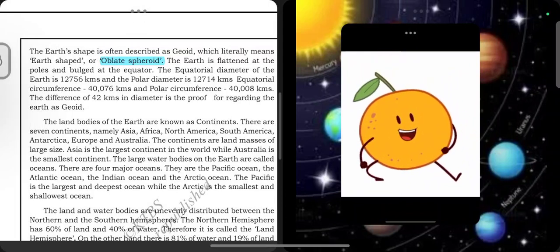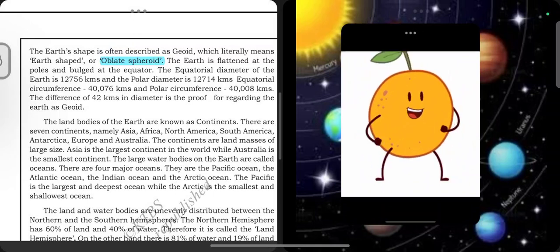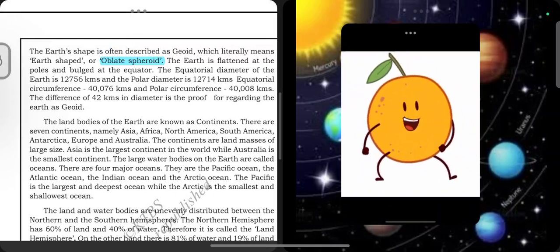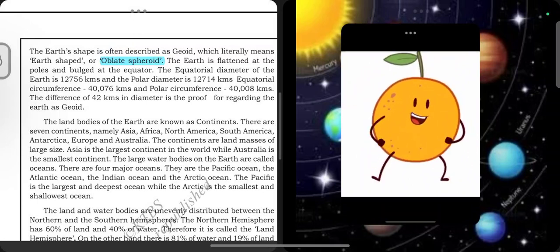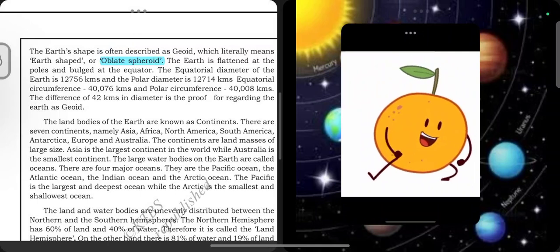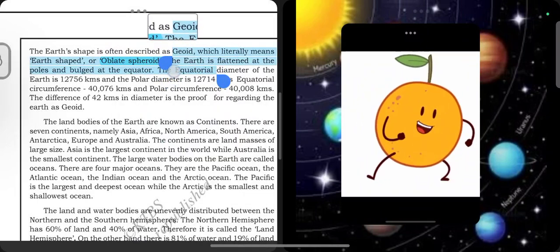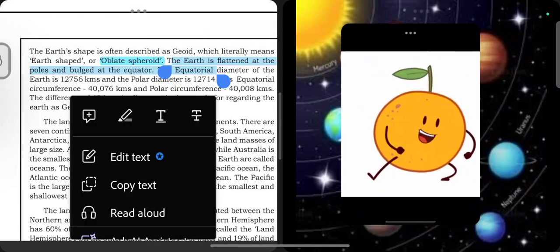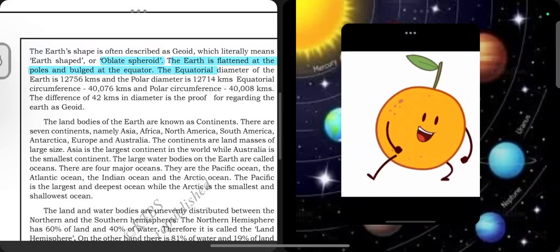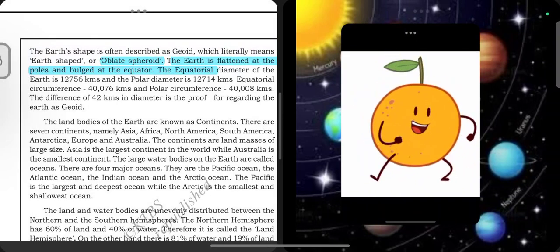So what is the shape of the Earth? That is the shape of a geoid. Geoid literally means earth-shaped, or oblate spheroid. Earth is flattened at the poles and bulges at the equator. You should remember that. It will be this much: Earth is flattened at the poles and bulges at the equator. This is the shape of the geoid.